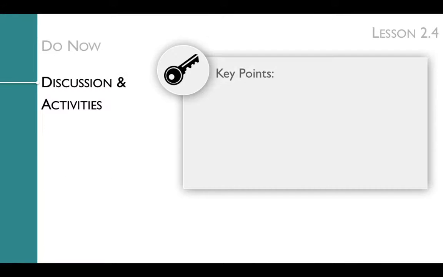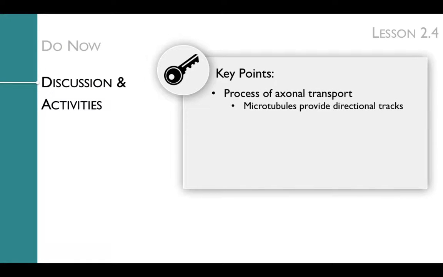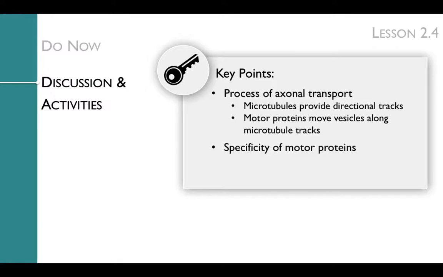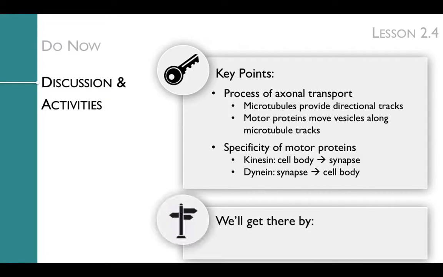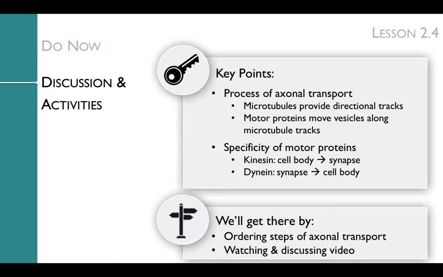The key points of the discussion and activity are to explore the process of axonal transport, including that microtubules provide directional tracks along which transport flows, and that motor proteins move vesicles along these microtubule tracks. Additionally, we'll discuss the specificity of our motor proteins. The kinesin carries cargo from the cell body to the synapse, and the dynein carries cargo from the synapse to the cell body. We'll get to these key points by ordering the steps of axonal transport and watching and discussing a video showing axonal transport.